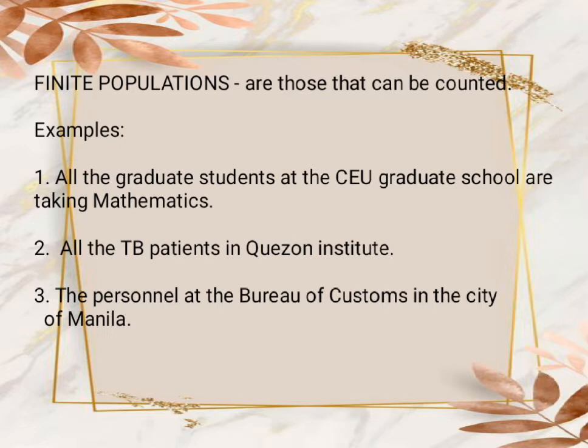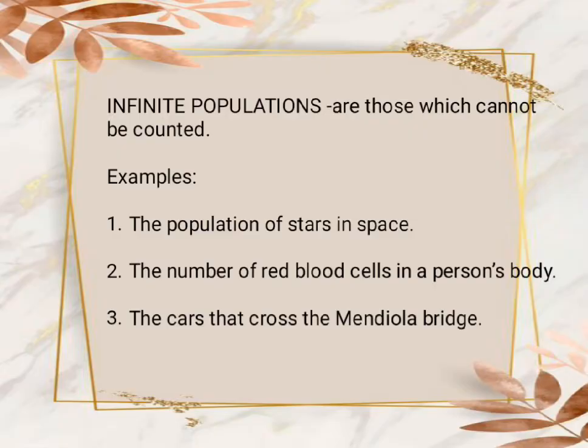Other examples are the population of ducks in one cage, the number of students in a class, the male population in an environment. Infinite populations are those which cannot be counted. So an infinite population refers to the population that cannot be calculated easily because they are unlimited in size.